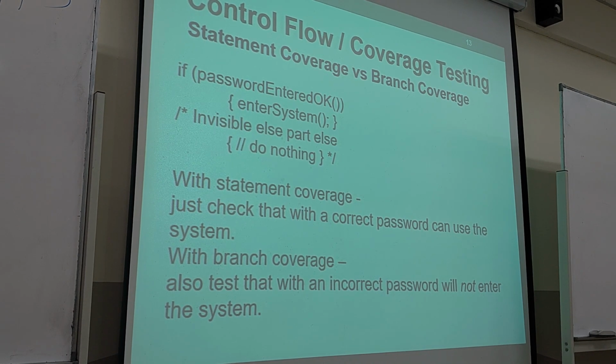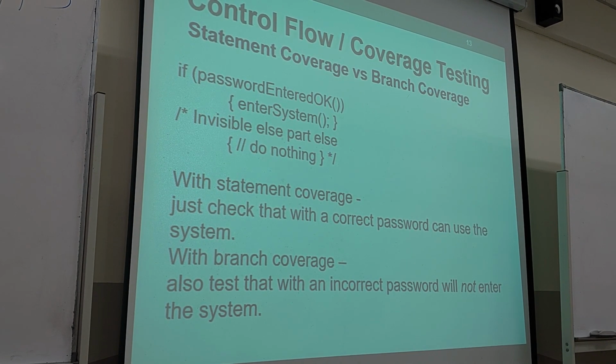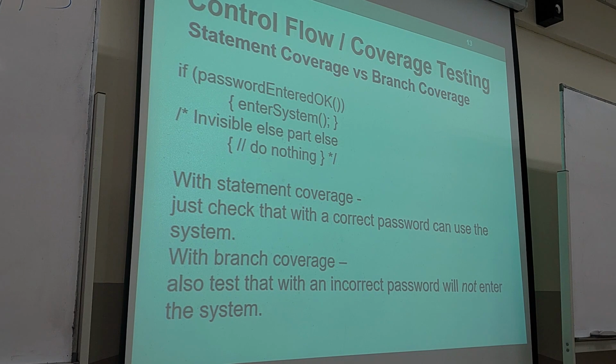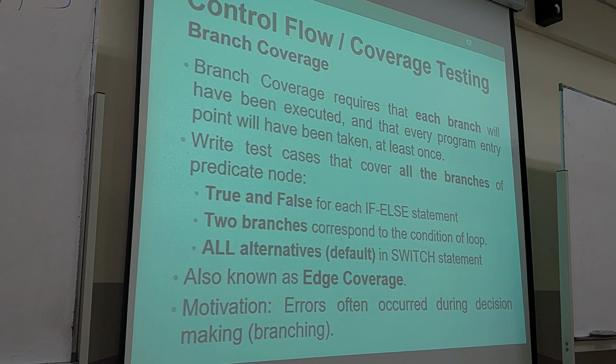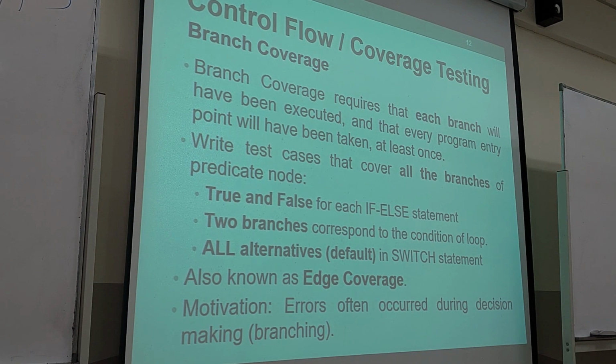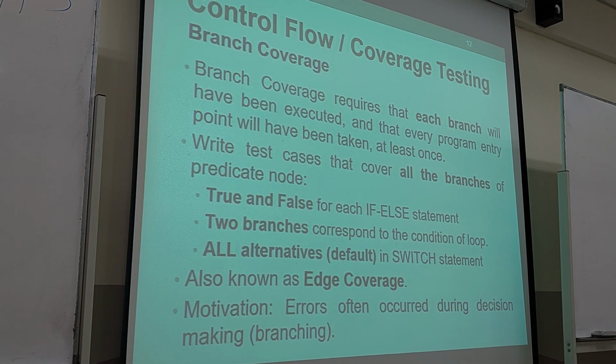So just now we said to achieve 100% statement coverage, we only test the true part. We have done. But when we set branch coverage, we need to test the true part and also the false part. So for us to achieve 100% branch coverage, we will test more parts. It means we must cover the true and also we must cover the false.